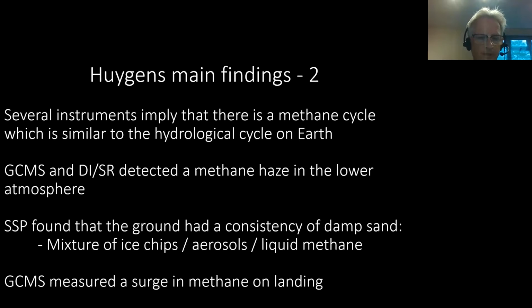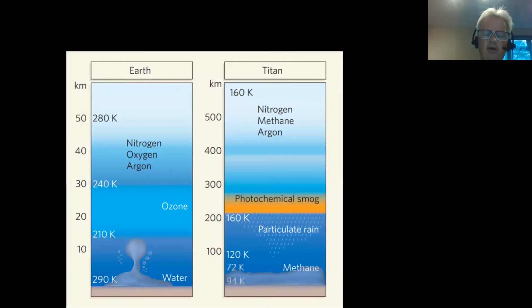The surface science package, which was the instrument that did experiments on the ground, found that the ground had a consistency of damp sand, as I mentioned before, and it's a mixture of ice chips, aerosols, and liquid methane. And as I also mentioned, the gas chromatograph and mass spectrometer measured a surge in methane as Huygens landed. So Huygens was invaluable because it gave us a trajectory through the atmosphere. Although Cassini did many measurements, as an orbiter, of course, for a much longer period, there is nothing like doing in situ measurements of a particular atmosphere and on the surface.